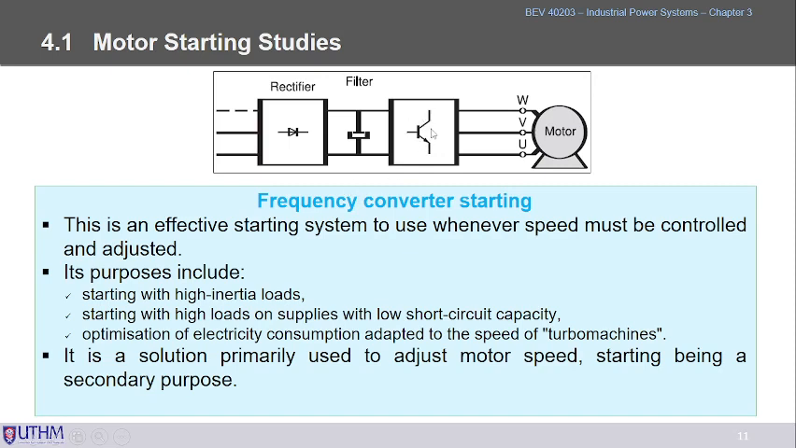Okay? So with this kind of starting, we can start our motor in a very soft manner, so it has a starting with high inertial loads. This is what we want as compared to others. Because by using the frequency converter starting method, we can expect high starting torque. We can have the high starting torque and low starting current. So this is what we want from the starting method.